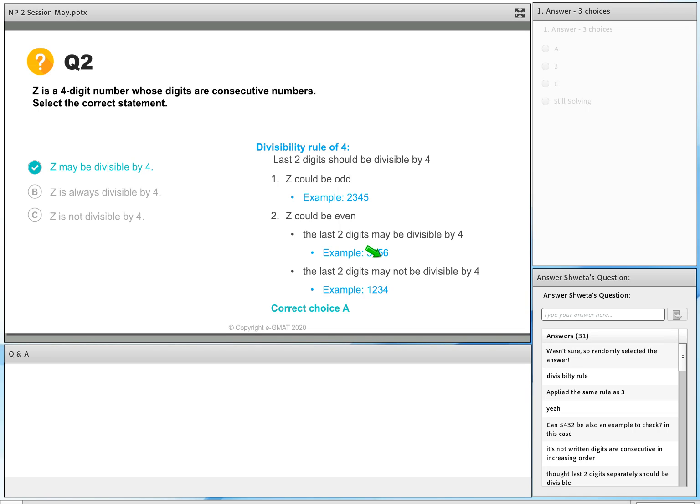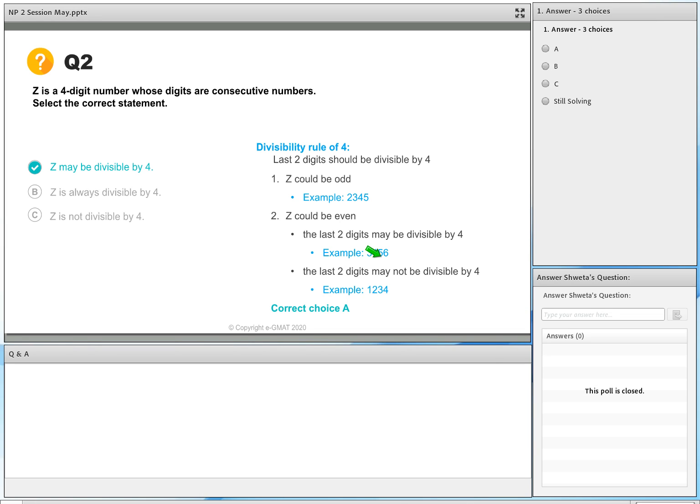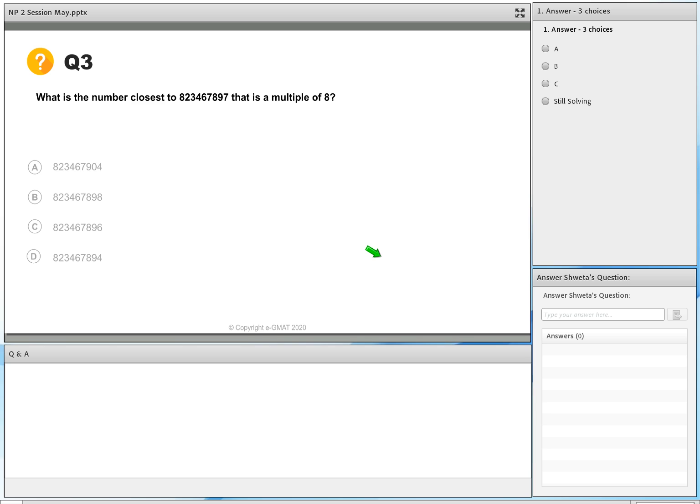So great then. Next up is question number 3 in the warm up. I'll just clear the poll. You just have to tell me you're ready by marking still solving. All right. Here's question number 3. Good luck.